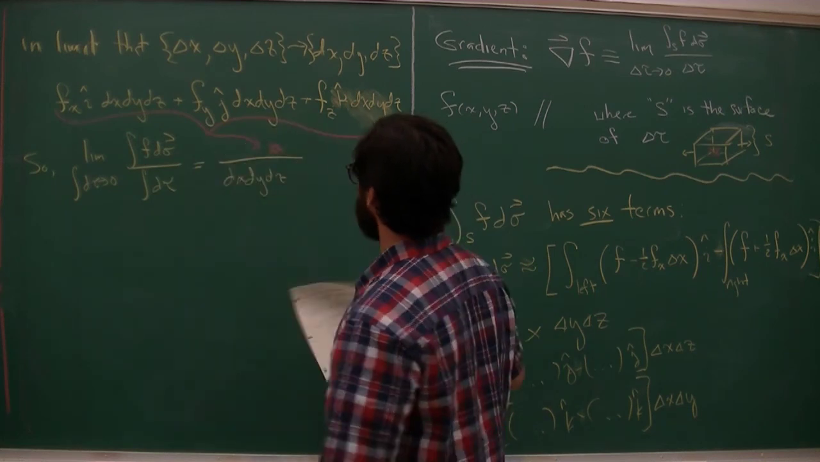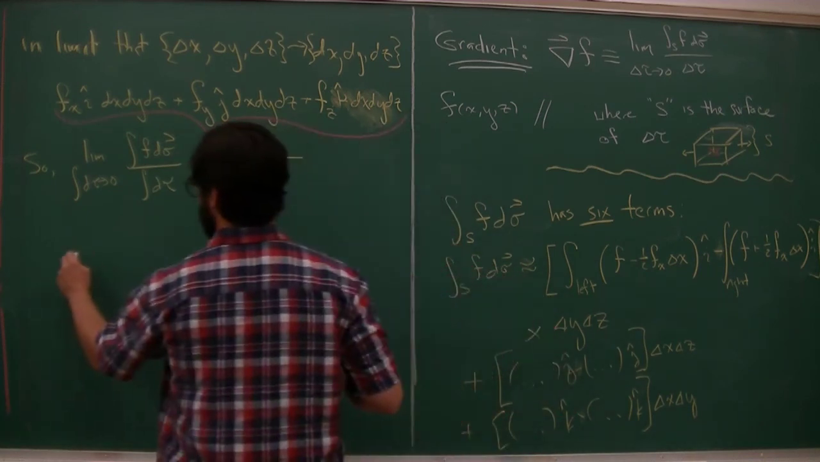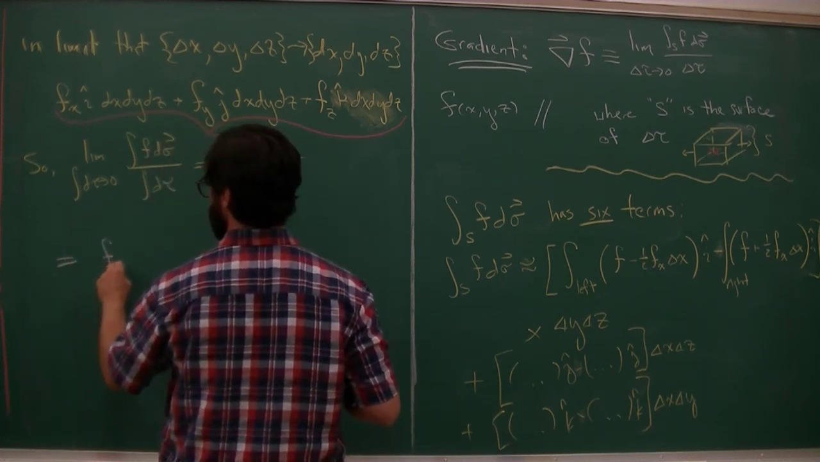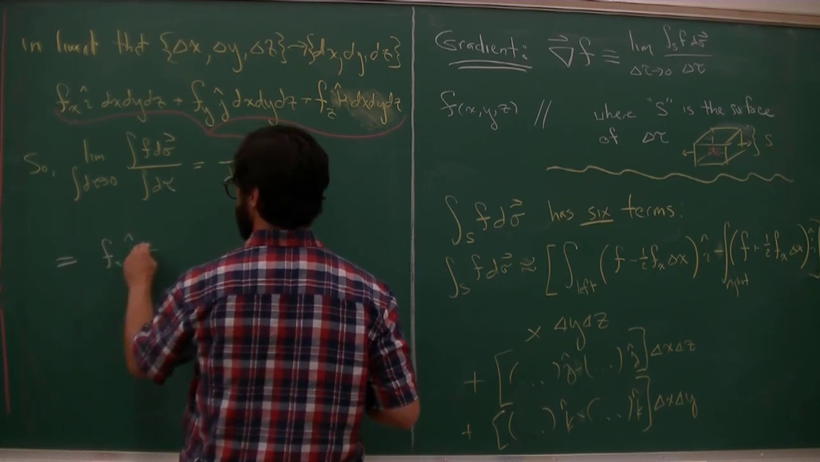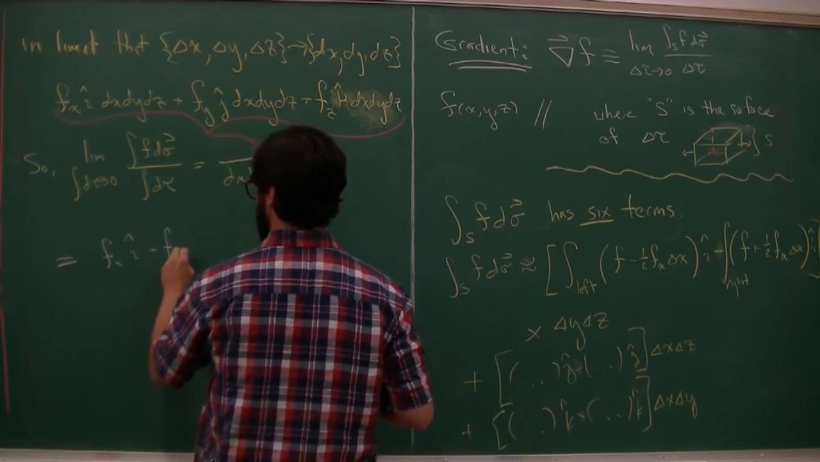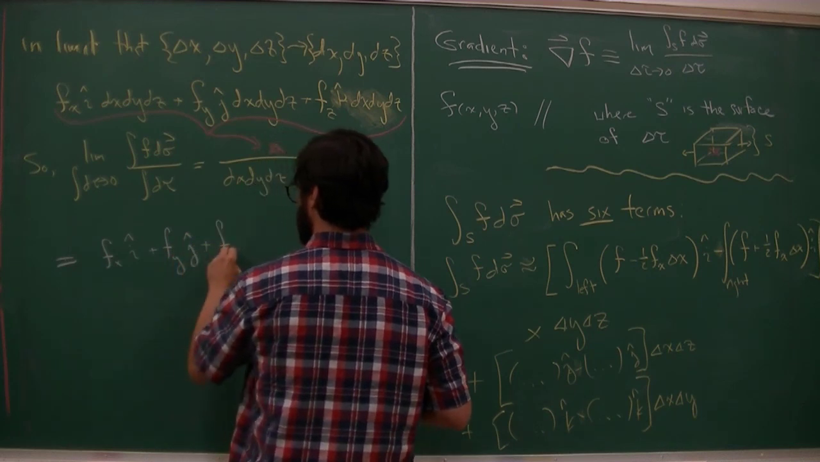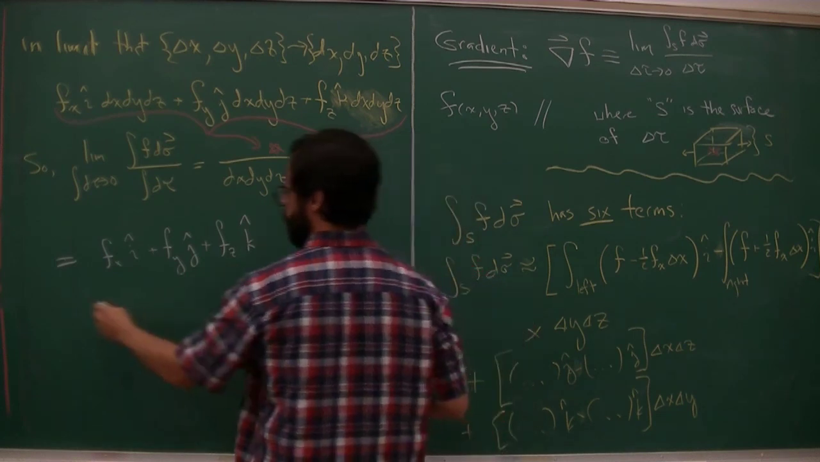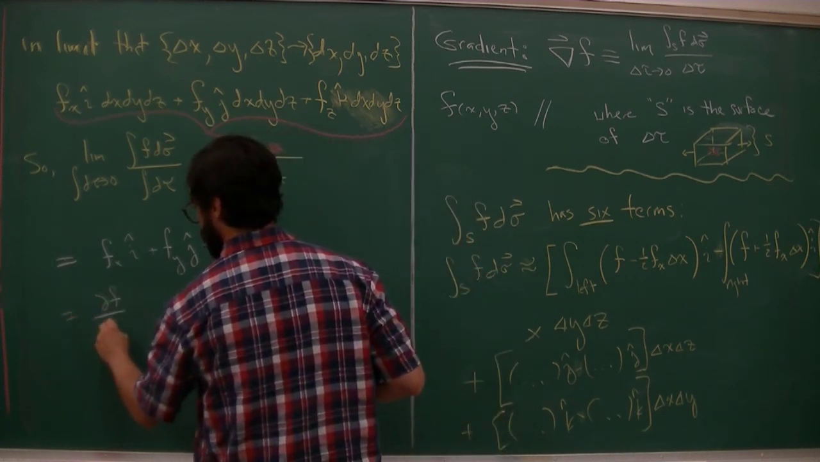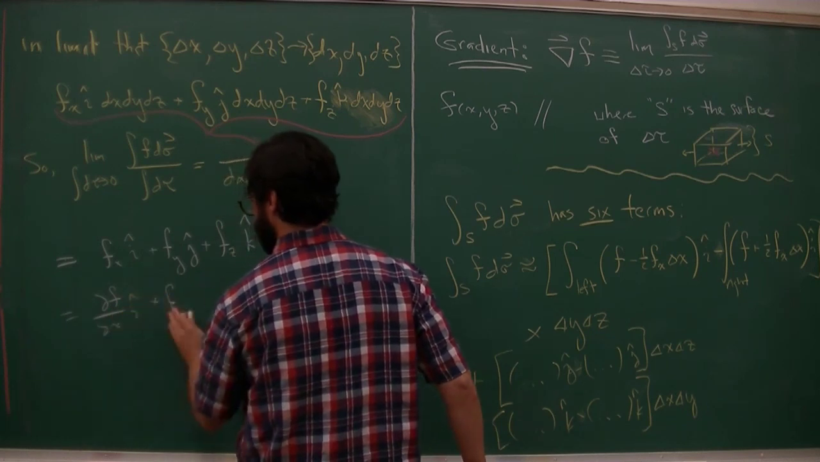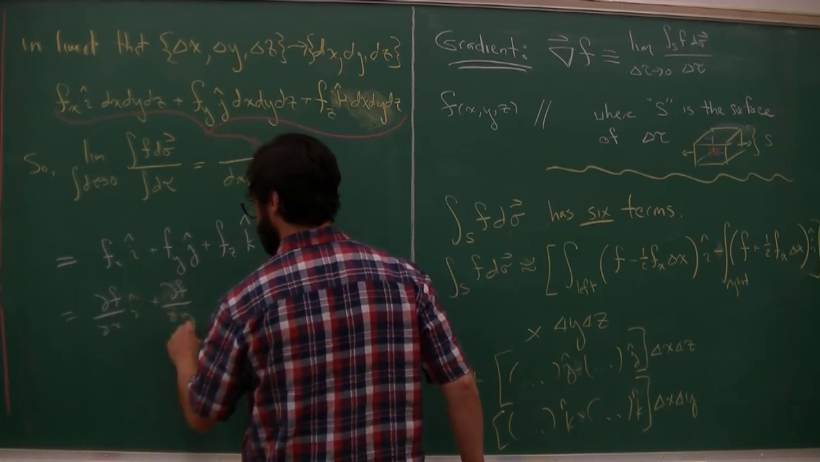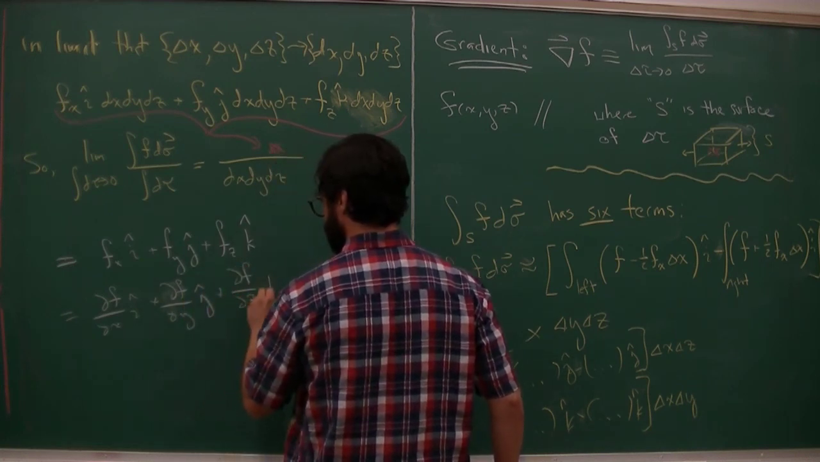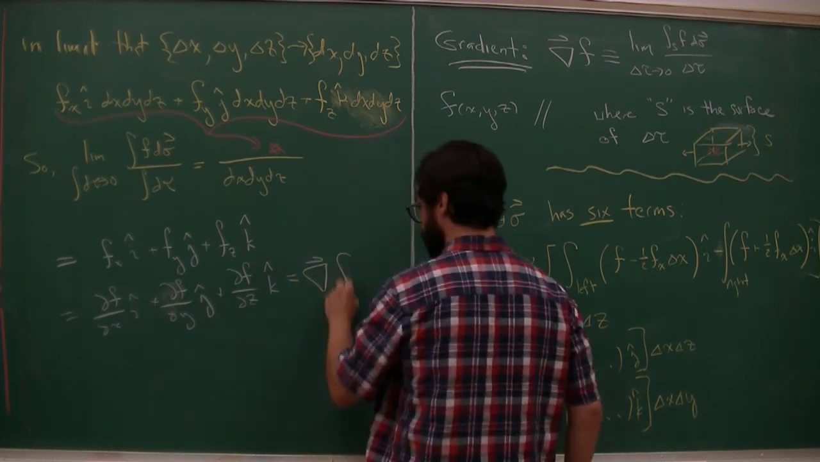We have these repeated terms, and therefore we have this, which was our putative definition of the gradient: f_x i hat, f_y j hat, f_z k hat. Or remembering our notation, these are partial derivatives, or df/dx i hat plus df/dy j hat plus partial f partial z k hat, which is grad f.